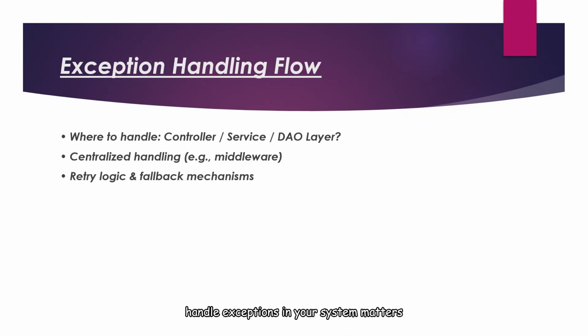Where you handle exceptions in your system matters a lot. Should the service layer handle them or should the controller? A good pattern is to let lower layers throw exceptions upward and handle them centrally in a top level layer like a controller or global middleware. This avoids cluttering your business logic with try-catch blocks. In microservices, centralized handlers ensure consistent error responses. Also design retry logic wisely, especially when calling external services, and always have a fallback mechanism in place, like showing cached data if live data isn't available. These patterns ensure systems degrade gracefully under pressure.